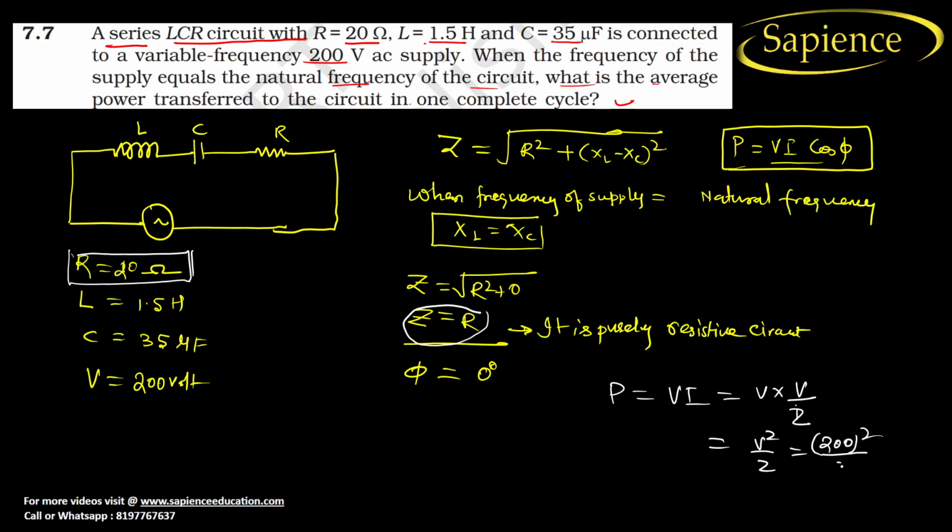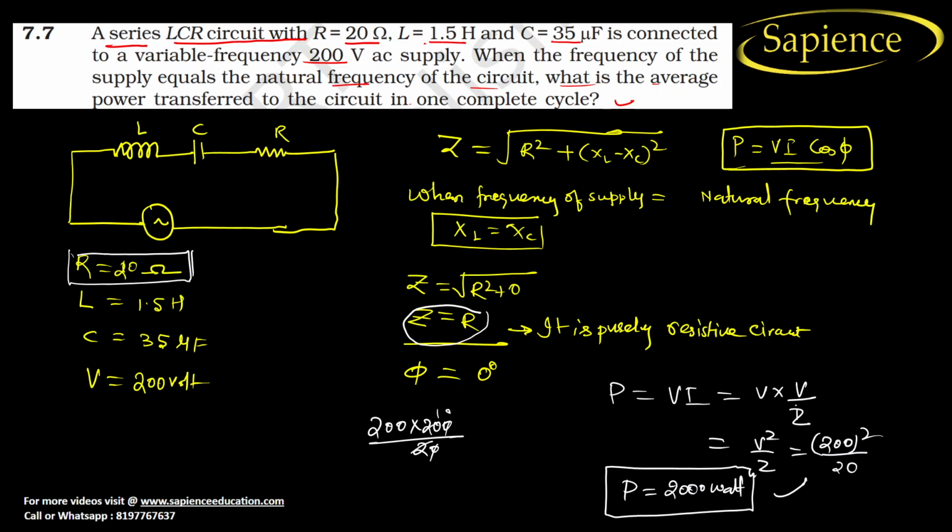So Z is equal to 20. So when you calculate it, the final power will be equal to 200 into 200 divided by 20. So this got cancelled, and this is 10. So basically you will get 2000 watt, or 2 kilowatt, whatever suits you, you can write it. I hope you have understood this solution.